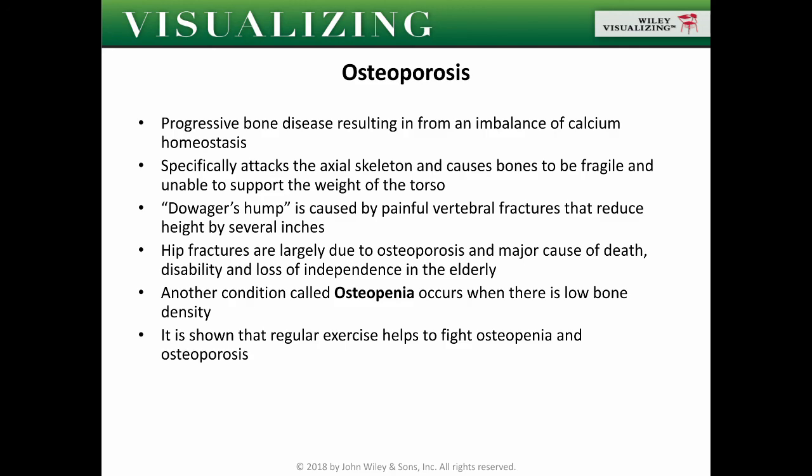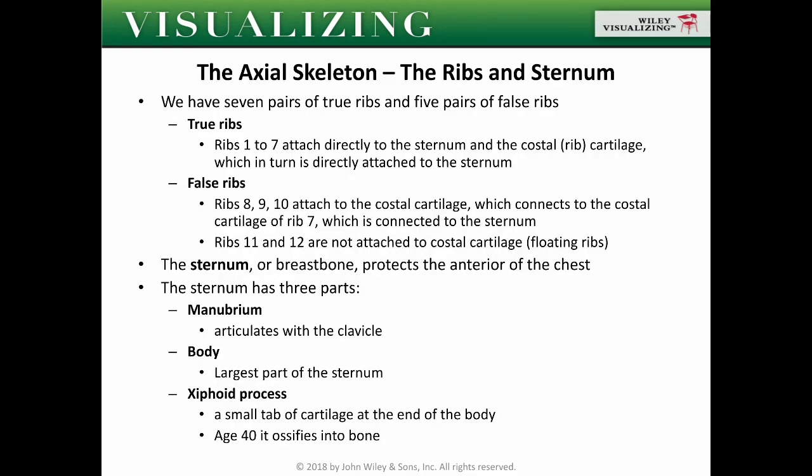Another condition called osteopenia occurs when there is low bone density. It is shown that regular exercise helps fight osteopenia and osteoporosis. Again, this has to do with the principle in our body that the more you utilize something, the more it develops, just like how we build muscles. We build muscles by exercising. If you always use your muscles, they tend to bulk up because they are always being utilized. The same goes for our brain. The more you use particular brain cells, the more our body won't degrade that part.